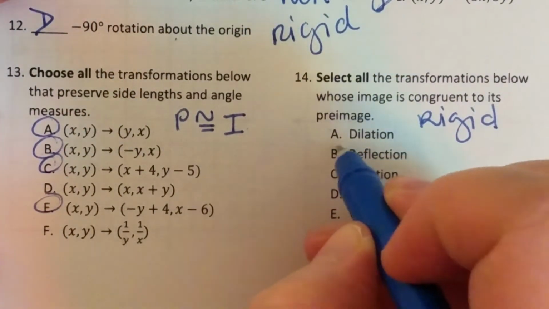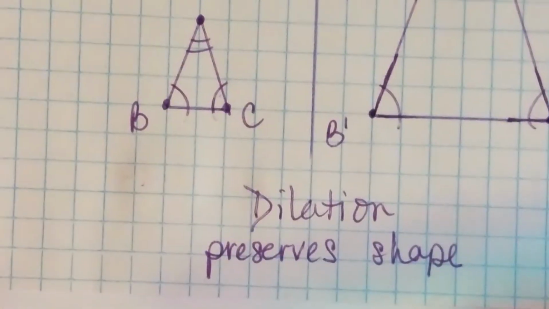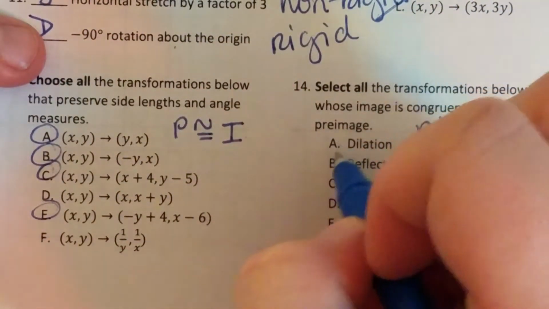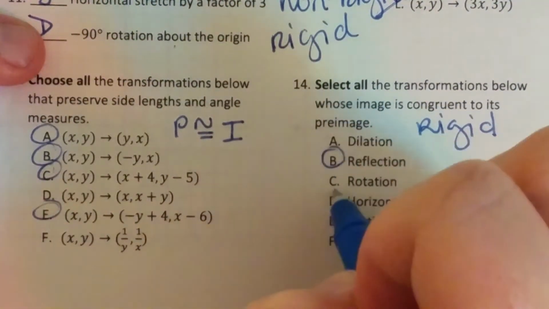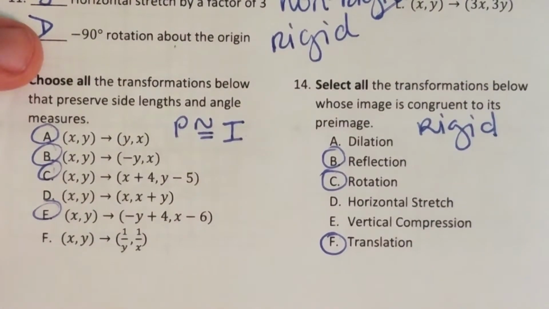So that's definitely not a dilation, because a dilation, as we just said, changes the size. So there was a dilation there. You can see it changes the size of the shape. So that's not rigid. Reflection, rotation, and translation are the only ones there that are rigid transformations. Okay, so there's those two.